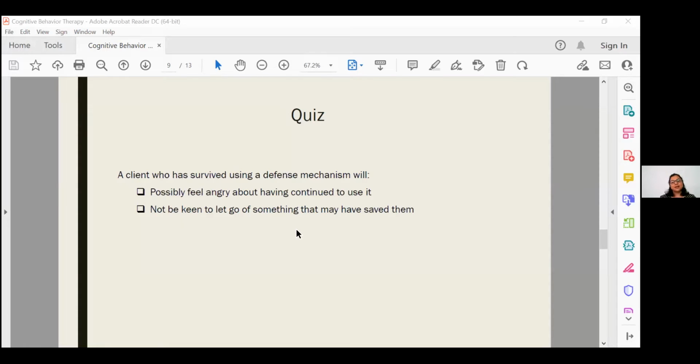Let's talk about defense mechanisms first. Does anybody have an idea about defense mechanisms? A client who has survived using a defense mechanism will possibly feel angry about having continued to use it, not be keen to let go of something that may have saved them. So when I ask here, what is a defense mechanism? Okay. So answers have already come up. But what is a defense mechanism?